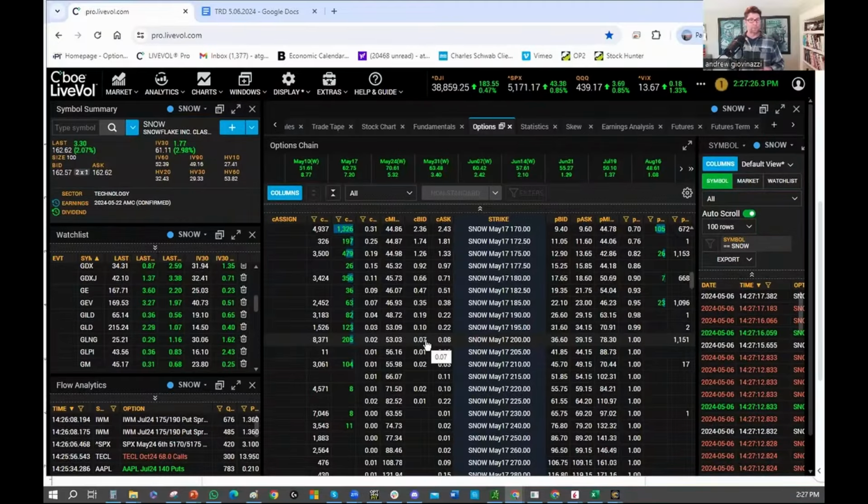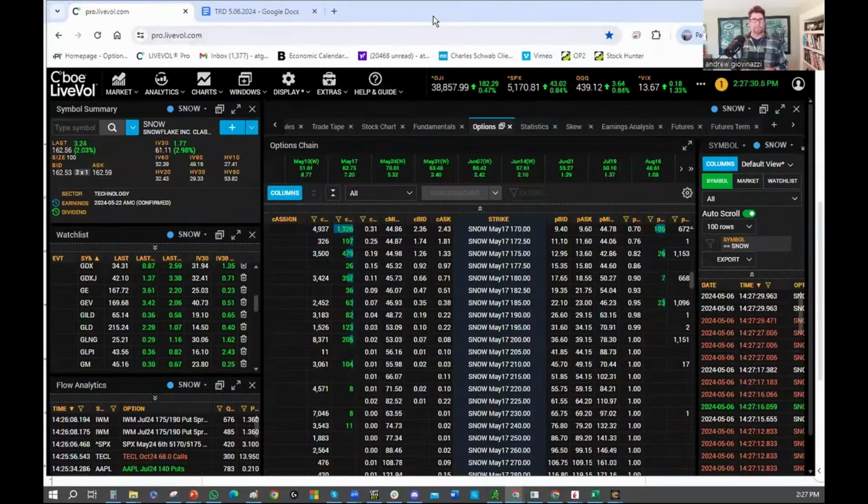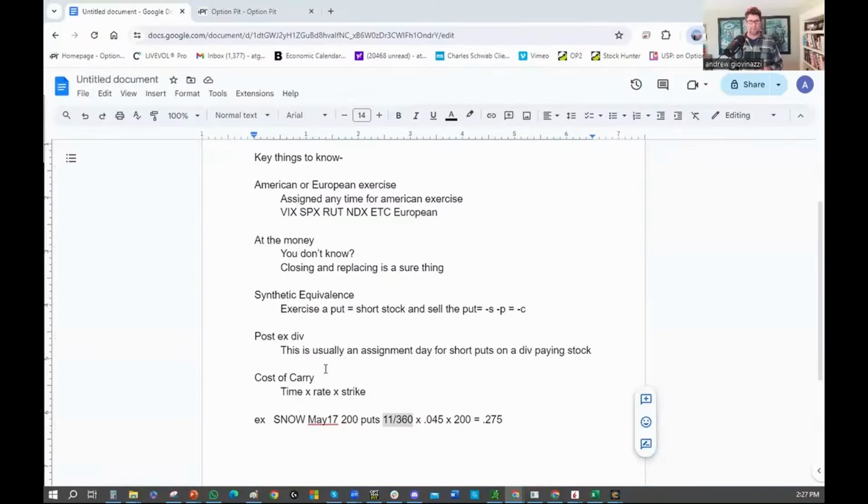So the rule in general here for synthetic equivalents is, if the short rebate value, we can call it just the cost of carry, but it's the short rebate value, is greater than the value of the call on the strike, the strike is likely to exercise. The strike is likely an assignment.